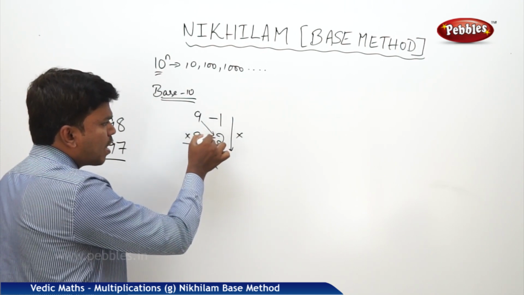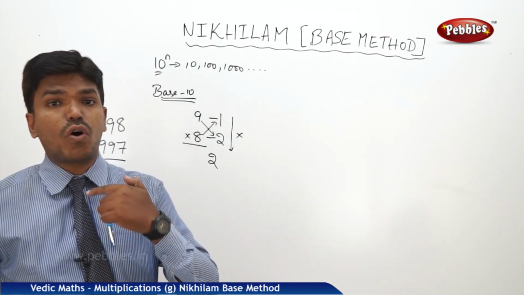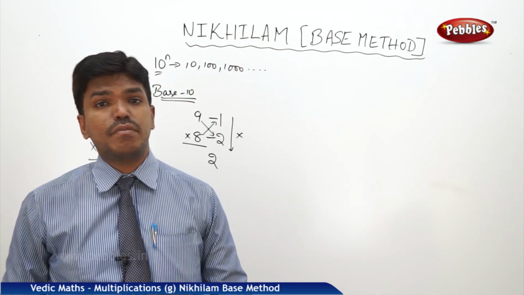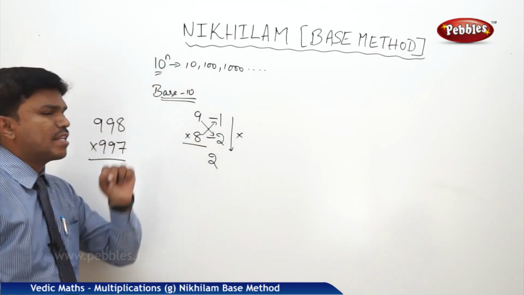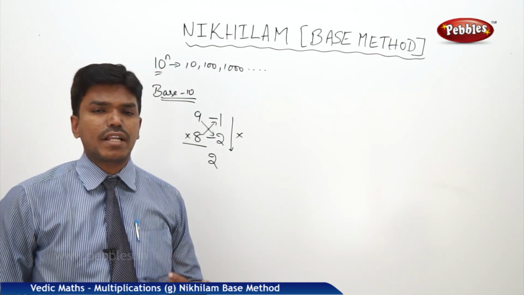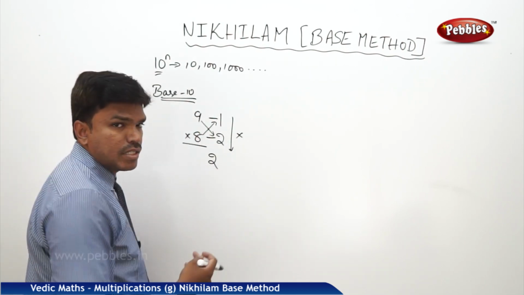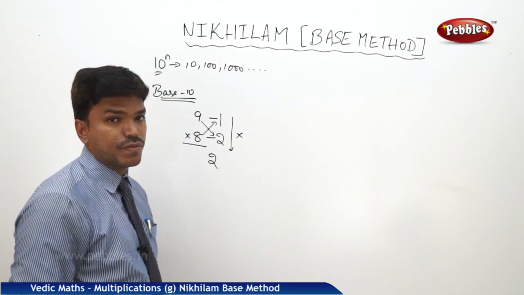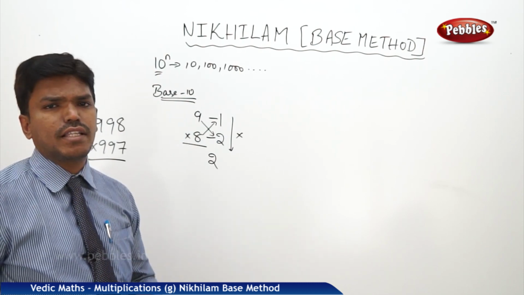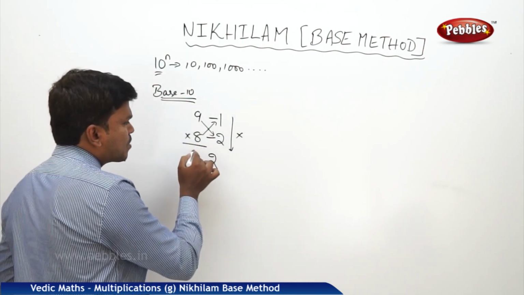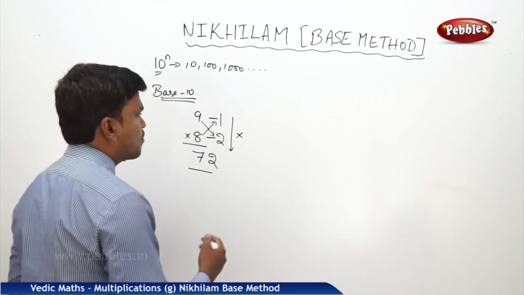Now cross subtraction or cross addition. If it is a minus symbol, we will call it cross subtraction. If it is a plus symbol, we will call it cross addition. Now here there are minus symbols on both, so we can call it cross subtraction. Now you tell me, what is 9 minus 2? 7. 8 minus 1? This one is also 7. Both ways you are going to get the same number. So 9 minus 2, 7 is here. So what is the answer? 72.